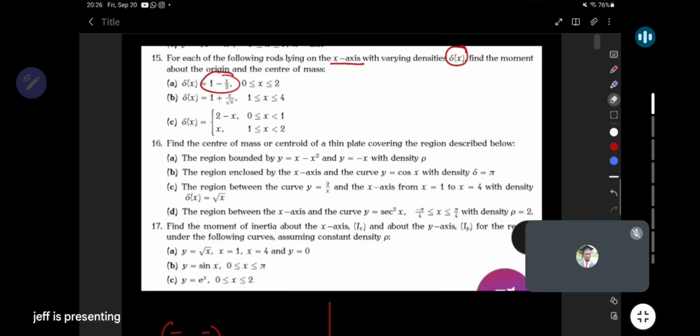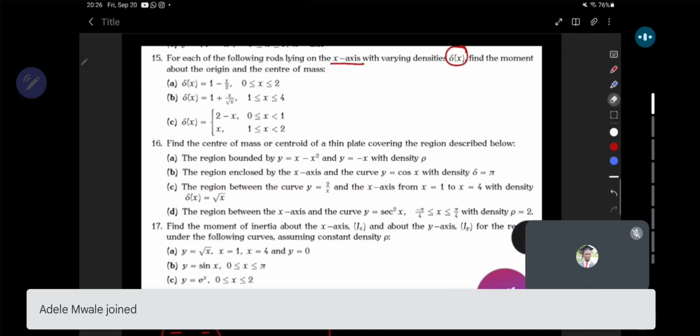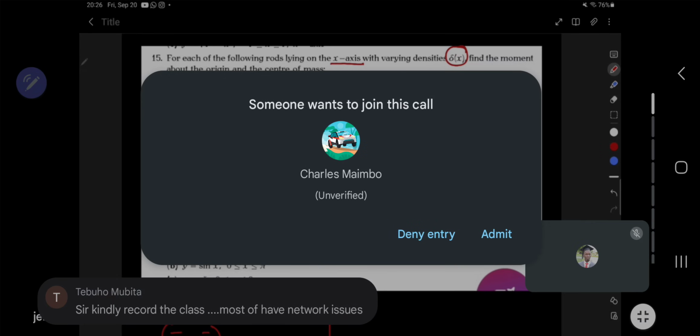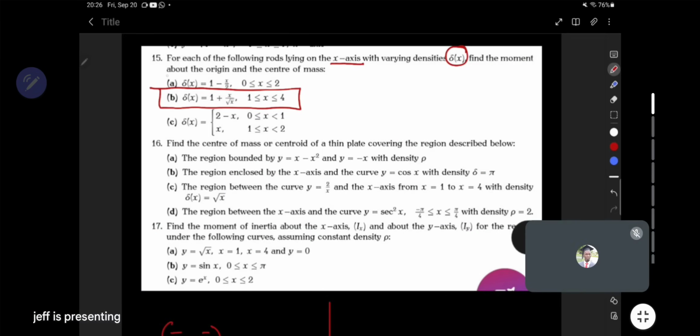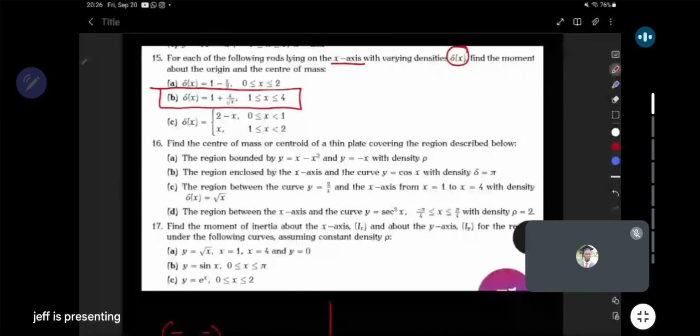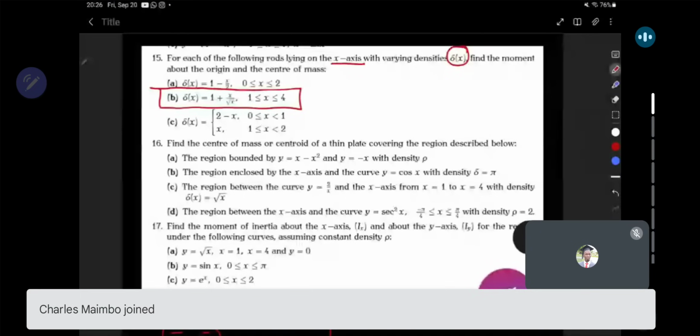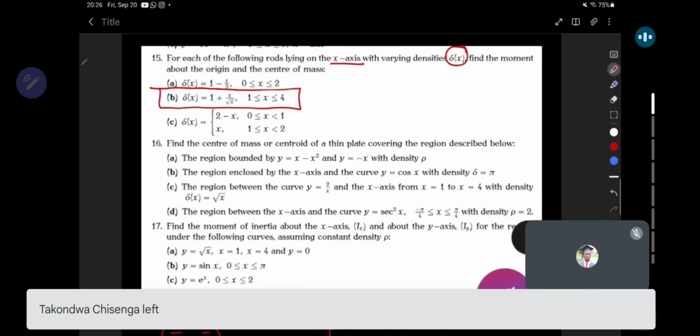Okay, so it's the same approach for B here. Yes, the class is being recorded. So it's the same approach for B there. The difference is just the density is different and the range is different.